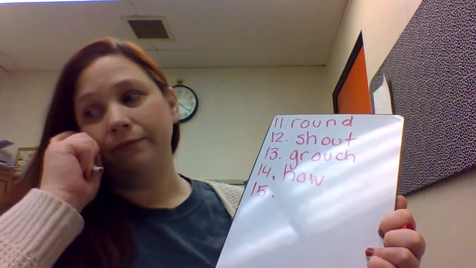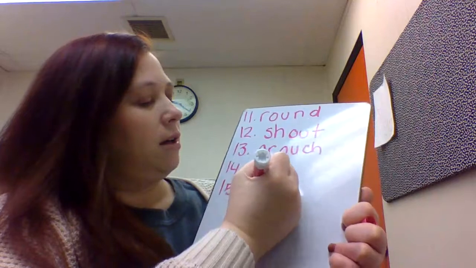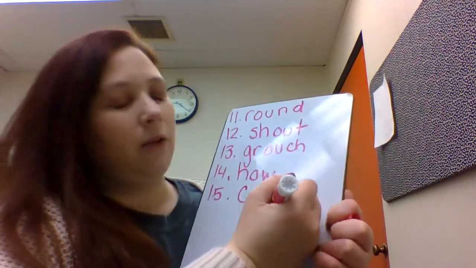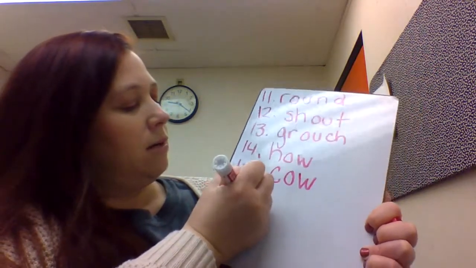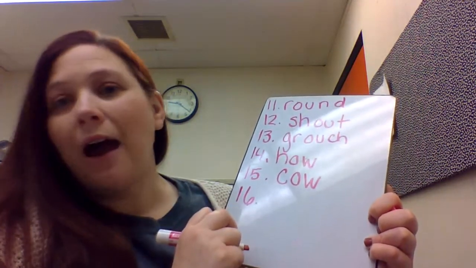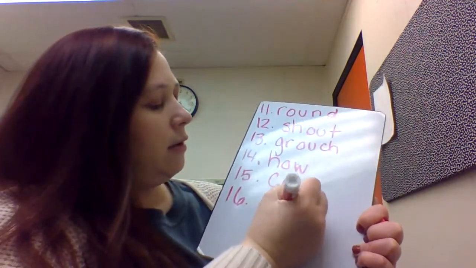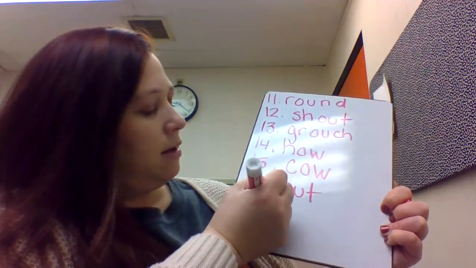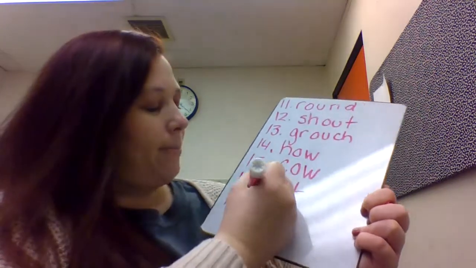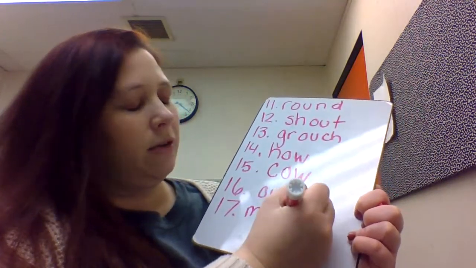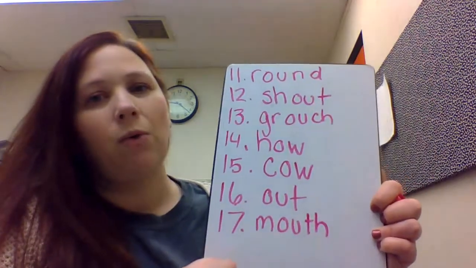Number 15 is cow. Again, that ow at the end. K. We know it's a C because O comes next, and that follows our rule. Cow. Number 16 is out. It's at the beginning. We just did out, so we know that's the OU, and then t, T. Number 17 is mouth. The ow is in the beginning, or in the middle, so it's OU, and then th, T-H. Mouth.